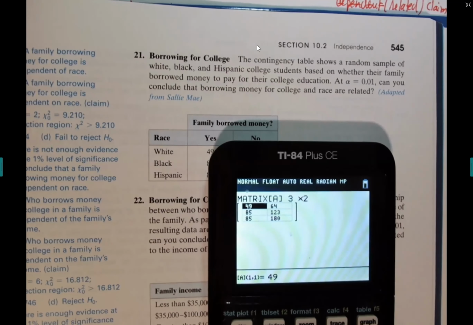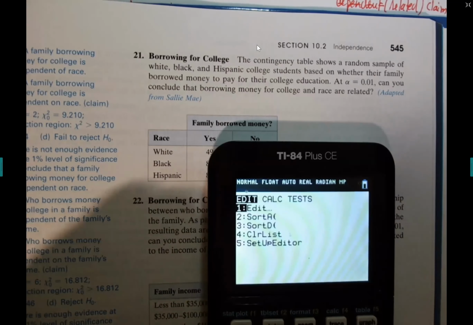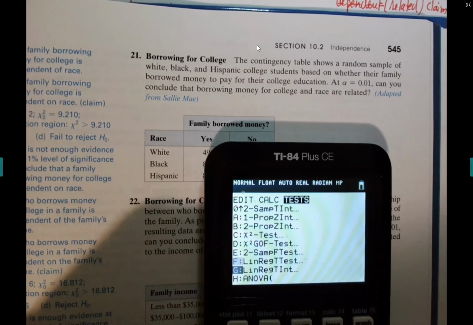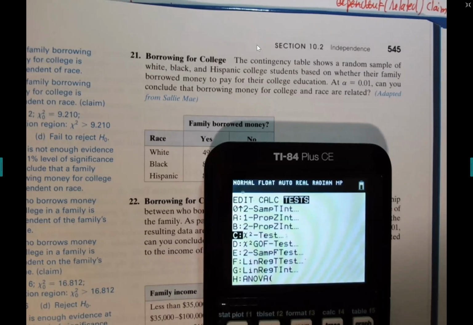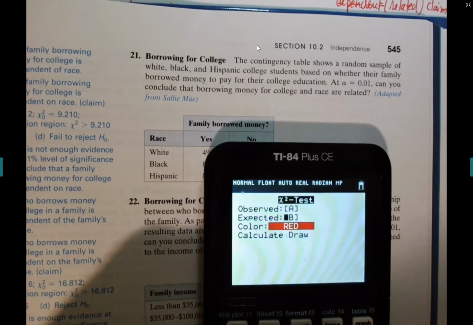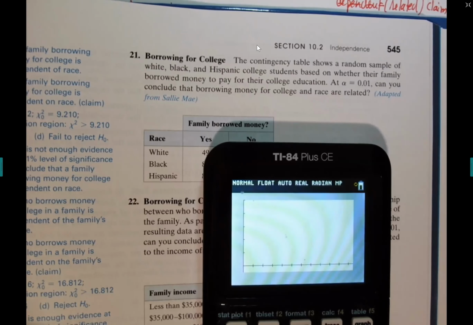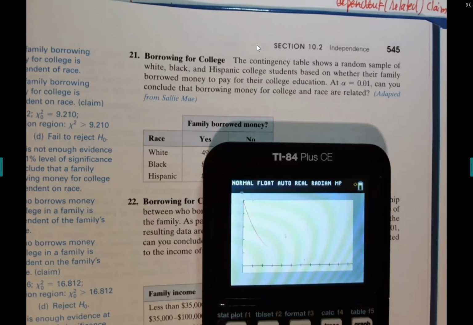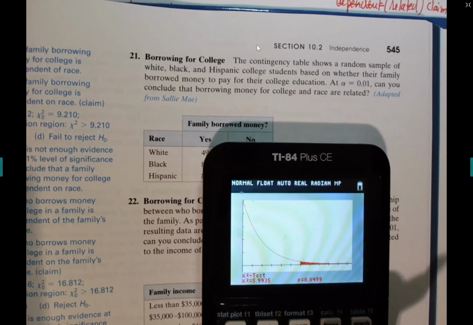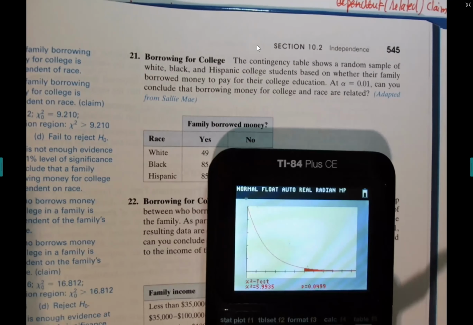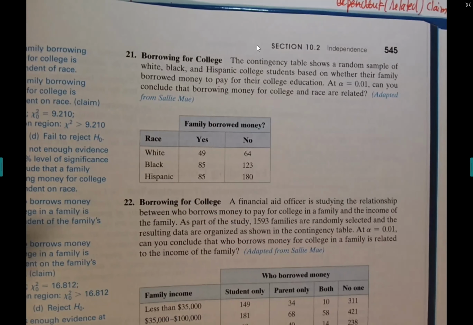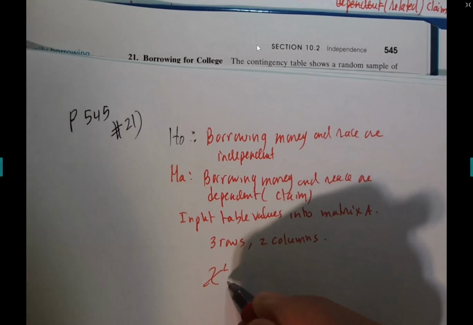Okay, I'm done. You now just go to stat, tests, chi-square test, guys. That's the test. Okay, let me hit calculate and show you the results. Again, it's a right-tailed test, as you can see, guys. So chi-square is 5.994 and the p-value is 0.0, at the 1% level of significance.